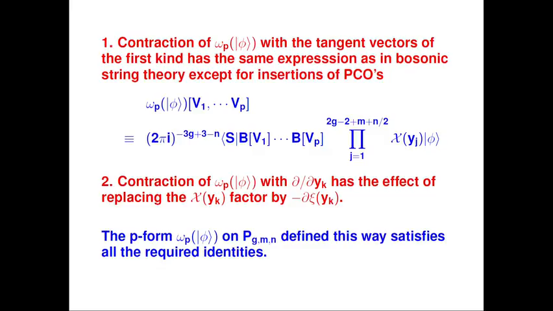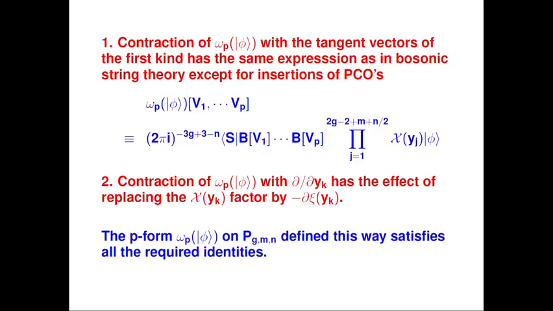Now, let us describe the contraction of omega_p of phi with tangent vectors of the first kind. This in fact has exactly the same expression as in bosonic string theory, except for insertions of picture changing operators. So, let us imagine that you have omega_p of phi and you want to contract this with p tangent vectors of the first kind, which are just deformations of the moduli or the local coordinates. Associated with those deformations, we introduce these operators B, capital B, which are just the contour integrals of the b and b bar ghosts that I introduced last time.